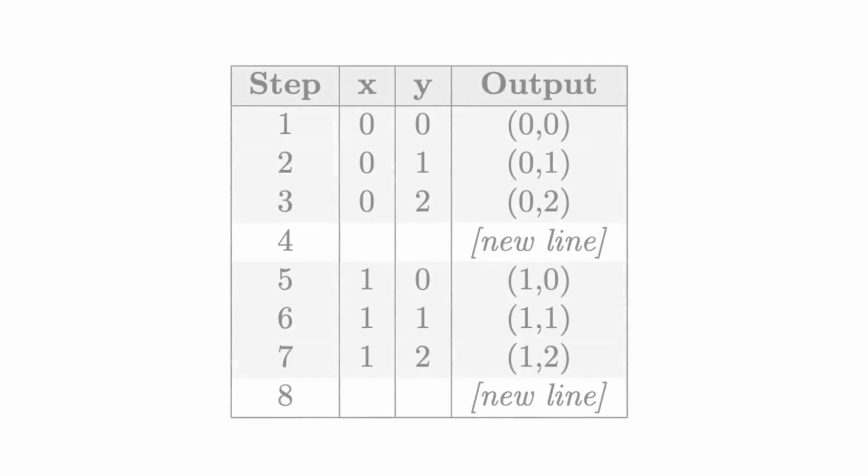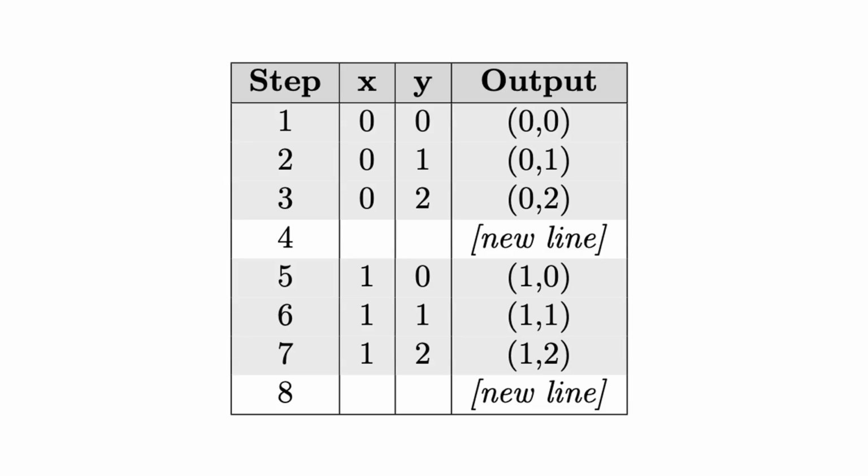Here's our secret weapon, the execution table. Watch how we track each step. Step 1. X is 0, y is 0. We print 0, 0. Step 2. X stays 0, y becomes 1. We print 0, 1.